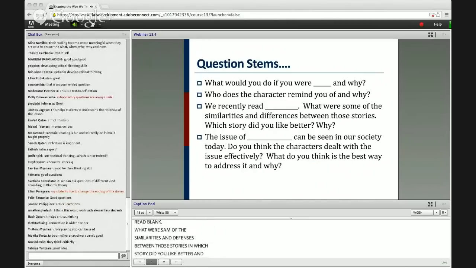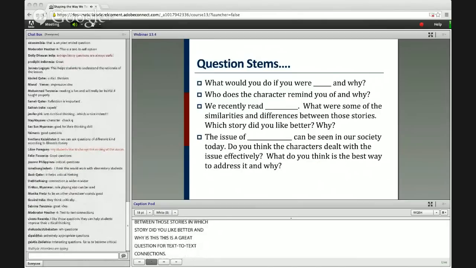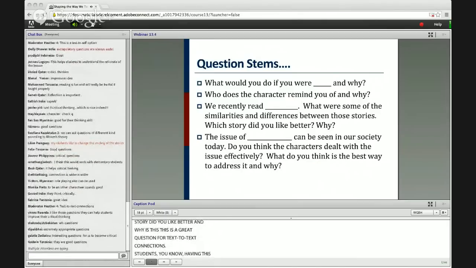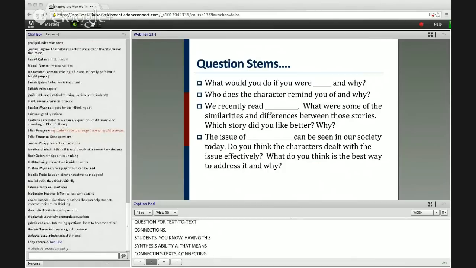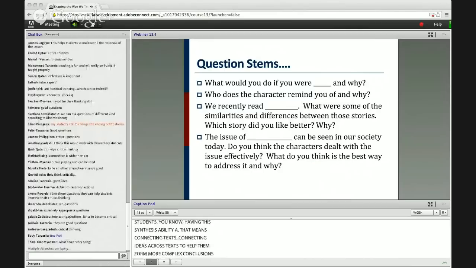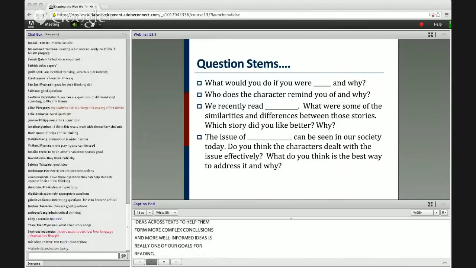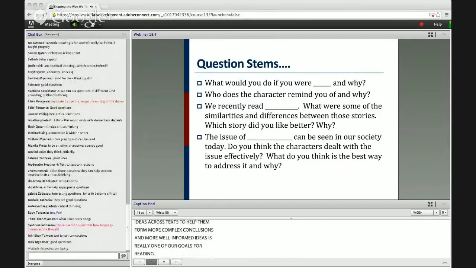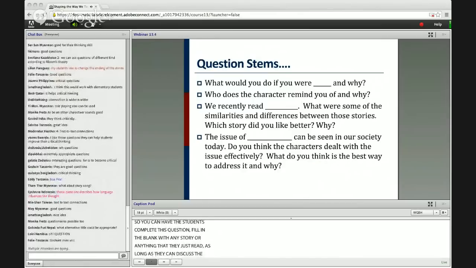Students having the synthesis ability, and that means connecting ideas across texts to help them form more complex conclusions and more well-informed ideas, is really one of our goals for reading. So you can have the students complete this question. We can fill in the blank with any story or anything that they just read, as long as they can discuss the similarities and differences and explain which one they liked better and why.